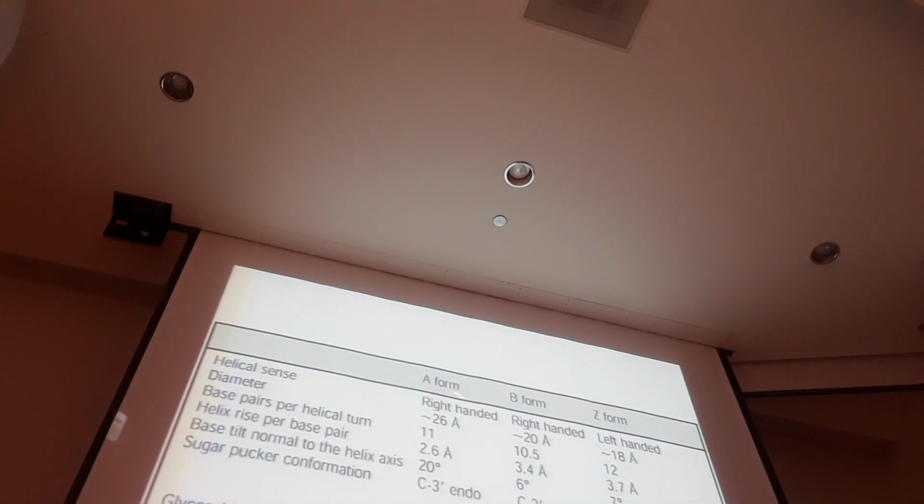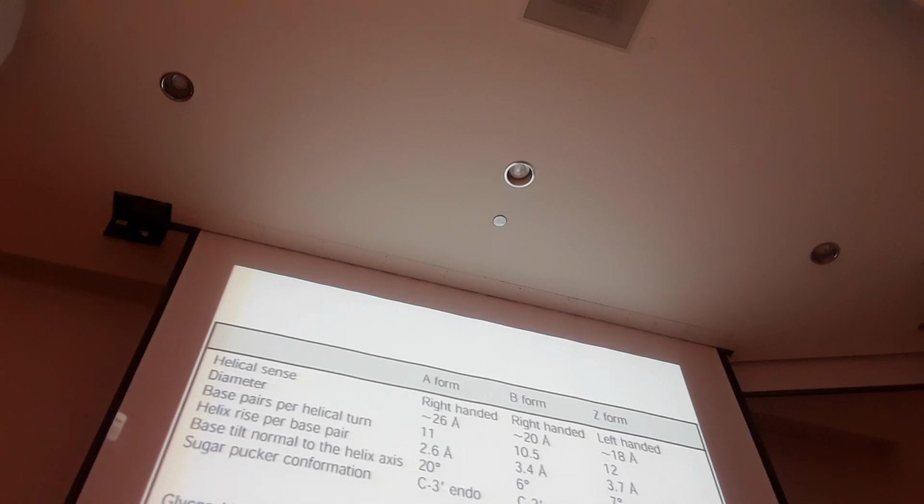If we look at the A form, there are slight differences. I talked about the somewhat wider diameter and things like this. The tilt is more extreme. Our sugars actually have changed to a C3' endo conformation, but our glycosyl bond conformations are still anti.